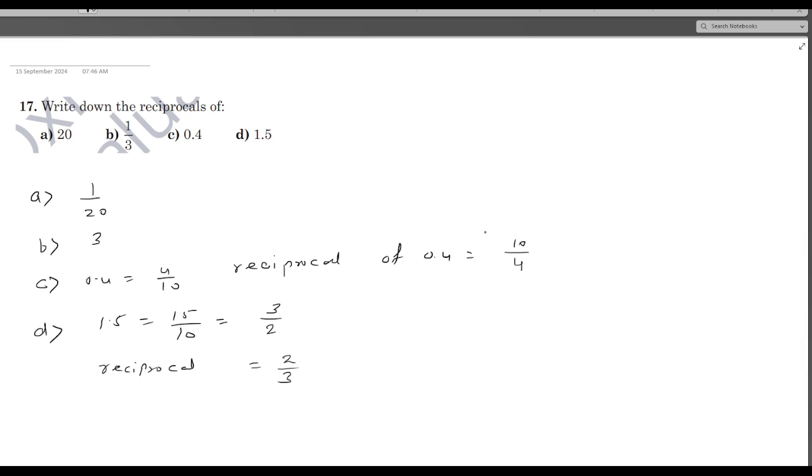This 10 divided by 4, what I can do, I can also write this as 4 times 2, 8, 24, 5, so 2.5. I can write as 2.5.